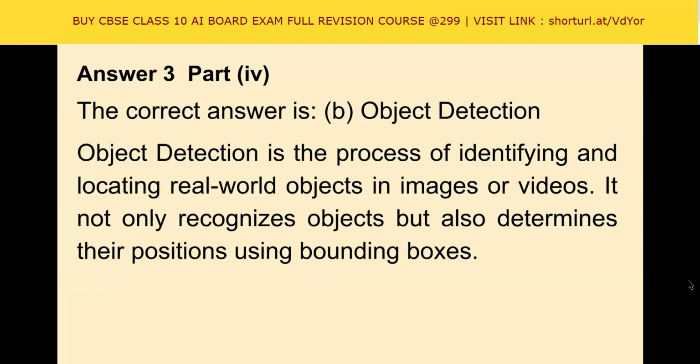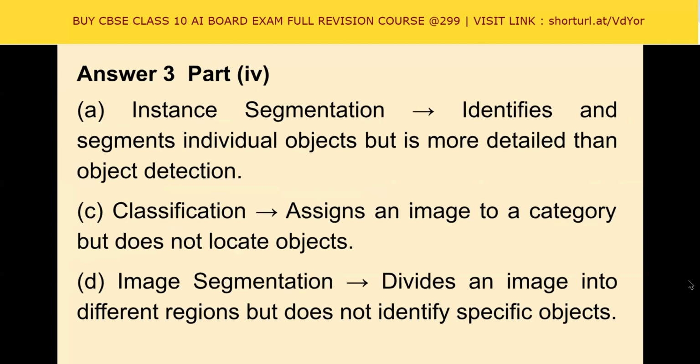Object detection is the process of identifying and locating real world objects in images. It not only recognizes the object but also determines their positions using bounding boxes, right? So this is object detection. Instance segmentation basically identifies the segments or individual objects, but is more detailed than object classification. In classification, the entire image is put into one category. And image segmentation is dividing the image into different regions. But it again does not identify the specific object.